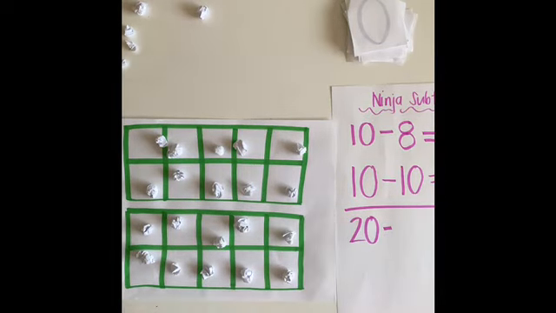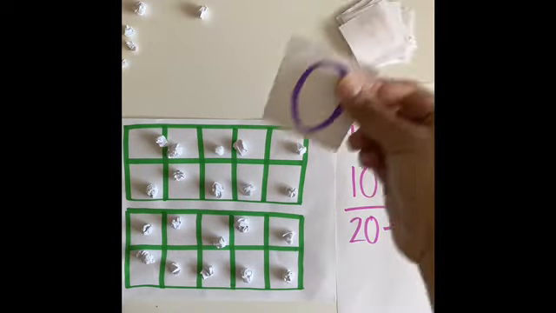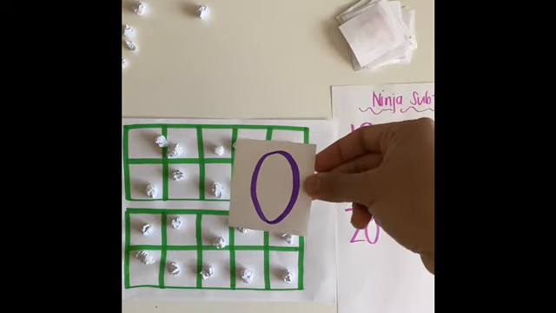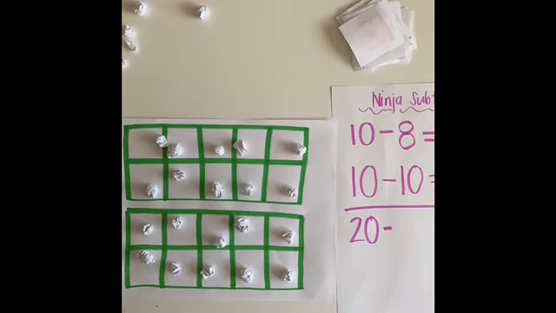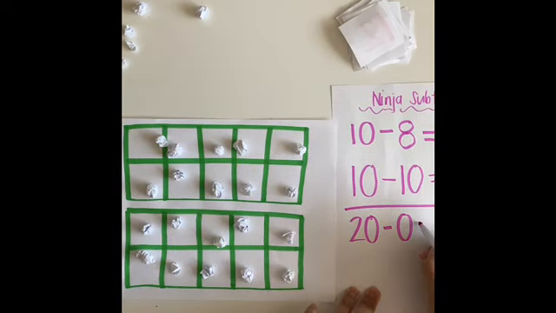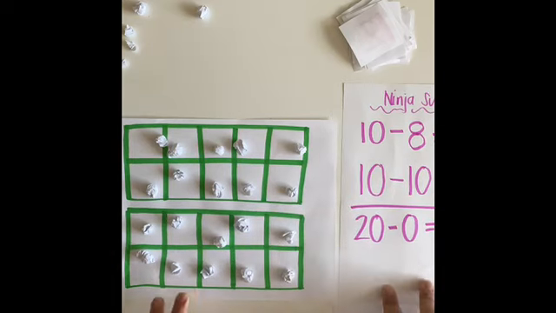minus, and grab your first card. Ooh, what number is that? It's 0. So I'm gonna write that down. 20 minus 0. What's 20 minus 0? It's 20. Does the number stay this? The number stays the same.